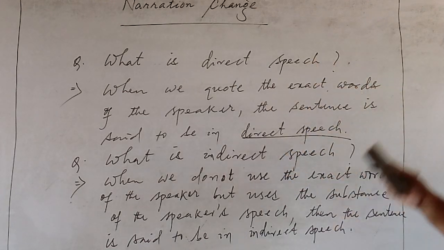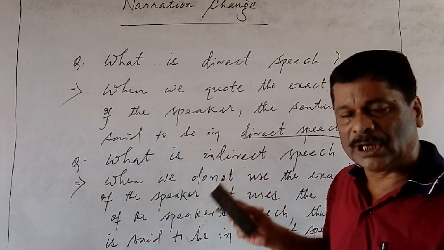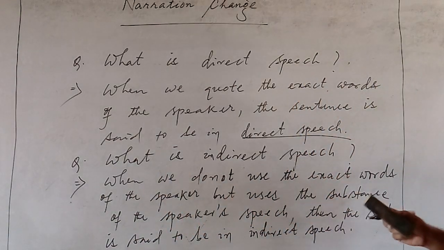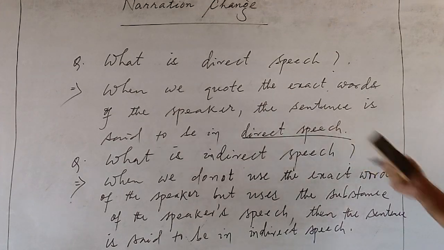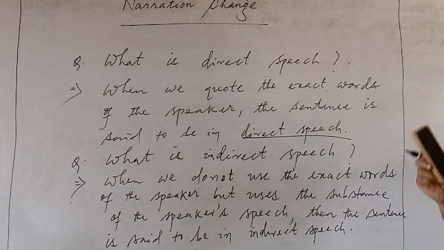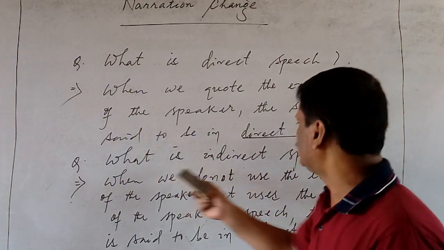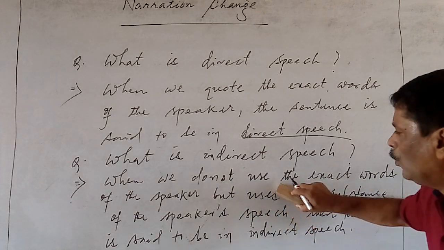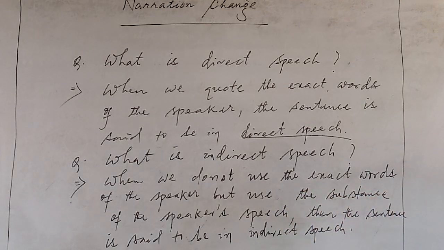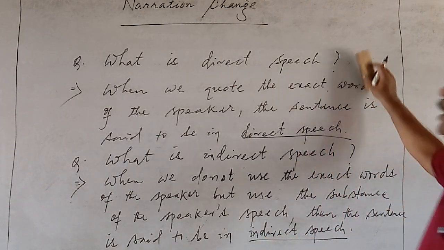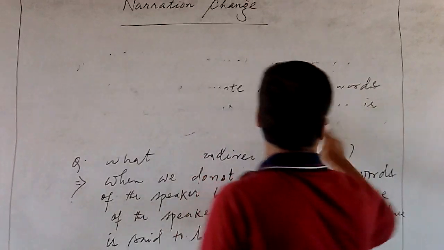What is direct narration? When we use the exact words of the speaker and keep it within inverted commas or in quotation, then the sentence is said to be in direct speech. And what is indirect speech? When we do not use the exact words of the speaker, but we use the substance of the speaker's speech, then the sentence is said to be in indirect speech. I think you have understood what is direct speech and what is indirect speech.